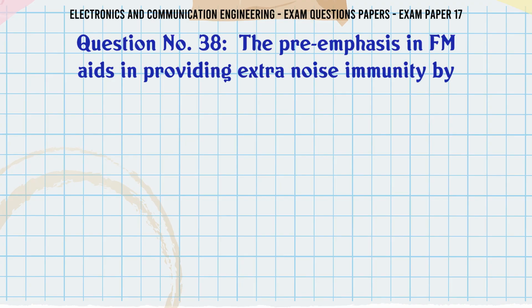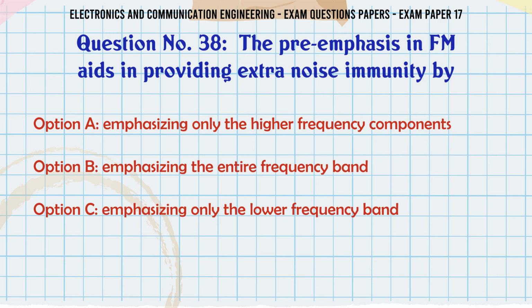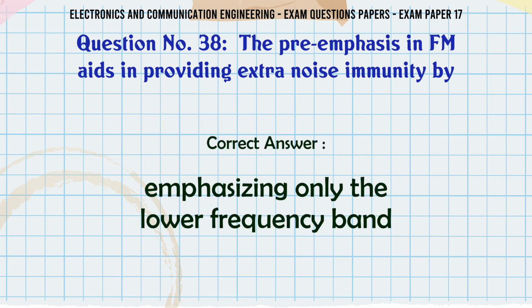The pre-emphasis in FM aids in providing extra noise immunity by A. emphasizing only the higher frequency components, B. emphasizing the entire frequency band, C. emphasizing only the lower frequency band, D. cutting down the low frequency noise. The correct answer is emphasizing only the lower frequency band.